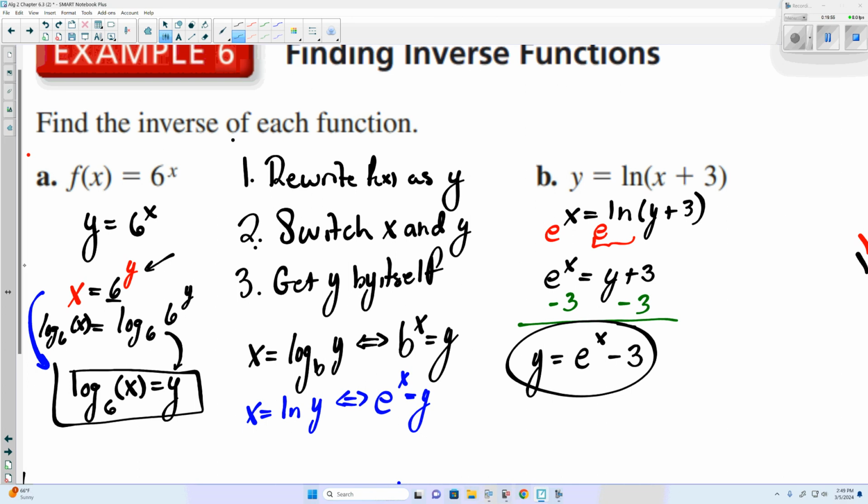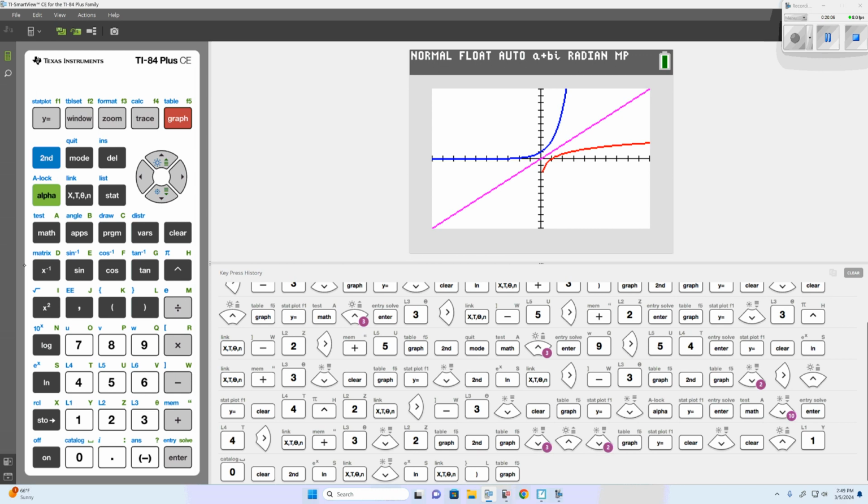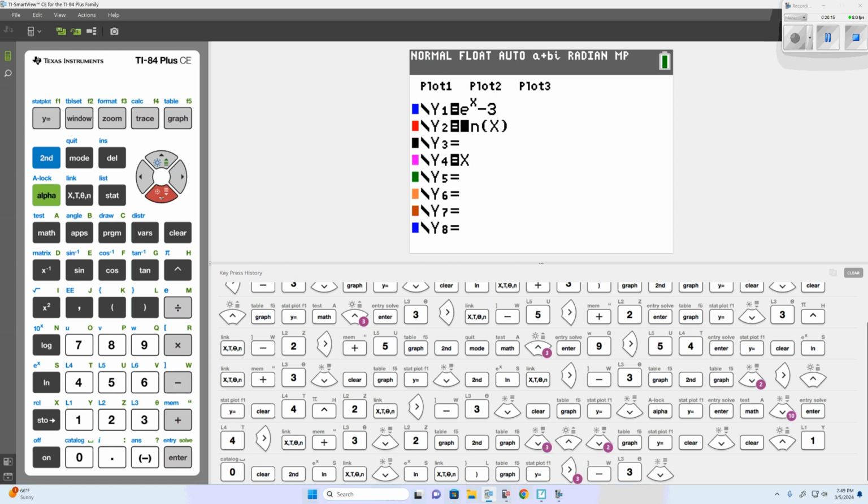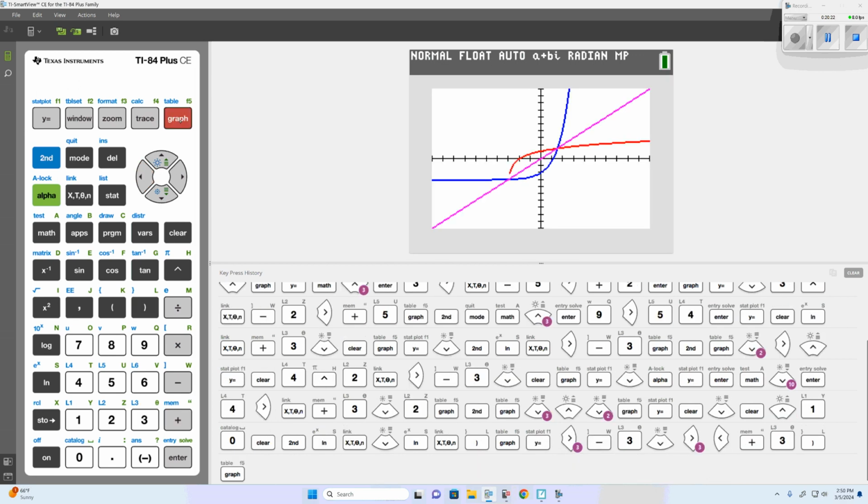Questions on this here. Now again, I said earlier that if it reflects across that line y equals x, they're inverses. So we can graph it here. So e to the x, luckily it's right in there, minus 3, and ln of x plus 3. Well, those do indeed reflect across the line y equals x.